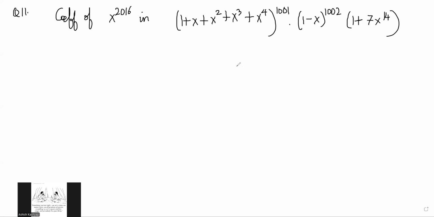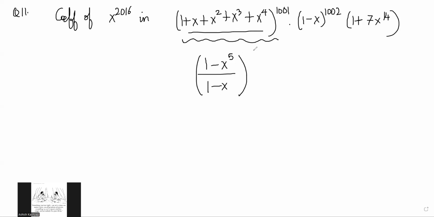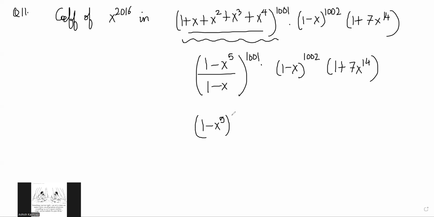So again, first what we will do is simplify this stuff. So this is a simple GP. You can see the sum of this GP will be (1 − x⁵) by (1 − x), and this power is 1001. We have (1 − x) to the power 1002 here and (1 + 7x¹⁴) here. So we are getting (1 − x⁵) to the power 1001, multiplied by (1 − x) to the power 1002 minus 1001, so it becomes (1 − x) to the power 1, and (1 + 7x¹⁴), right?